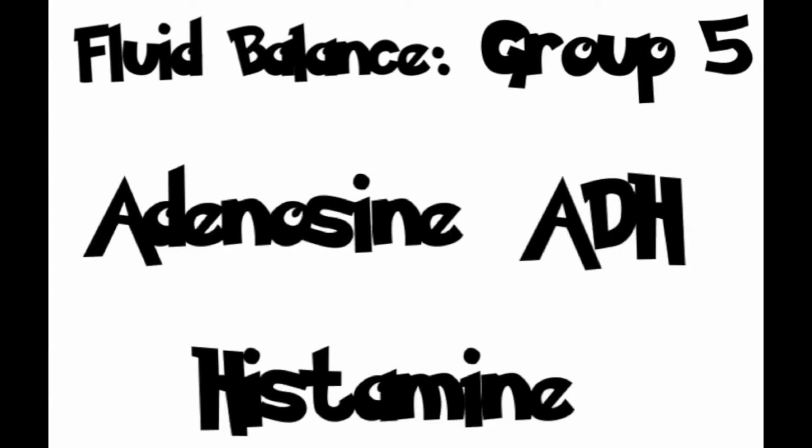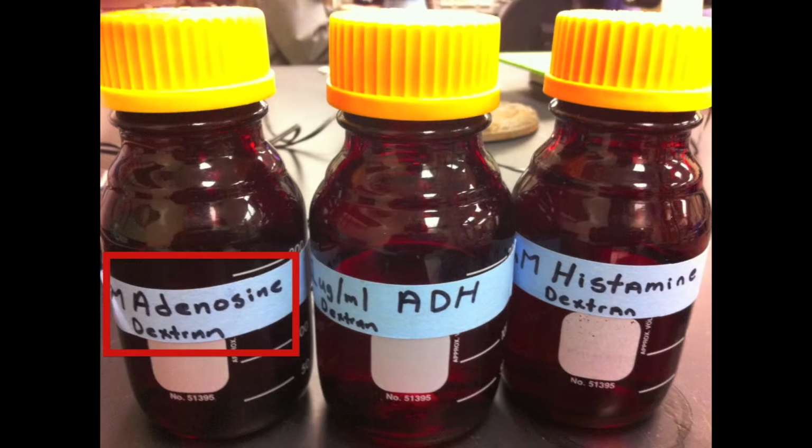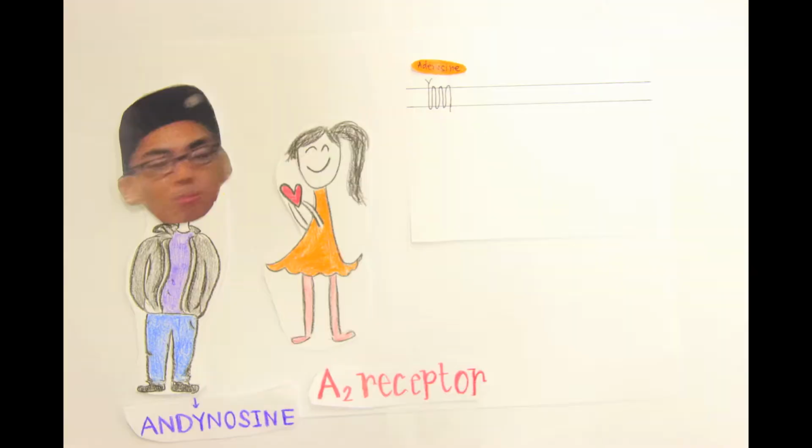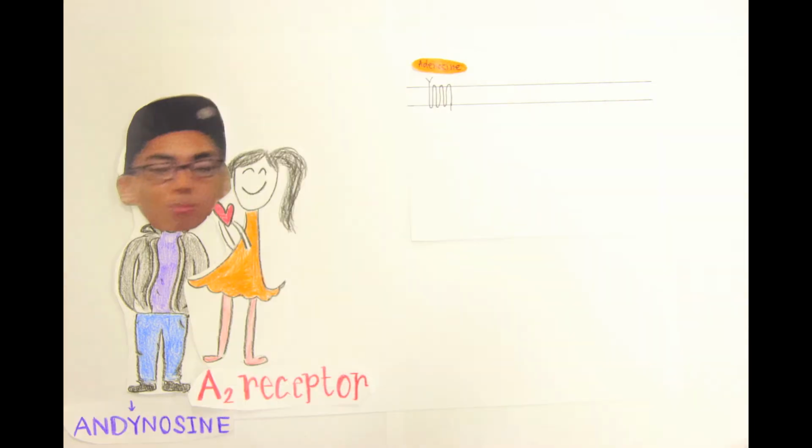Introducing Group 5 fluid balance. Number 1, adenosine. So let's look at adenosine. Adenosine is added to the system and binds to its A2 receptor.